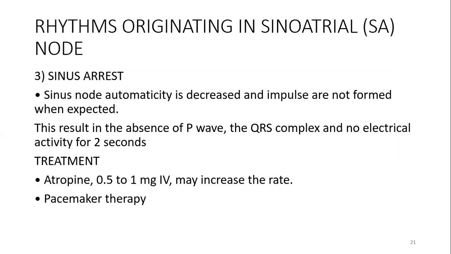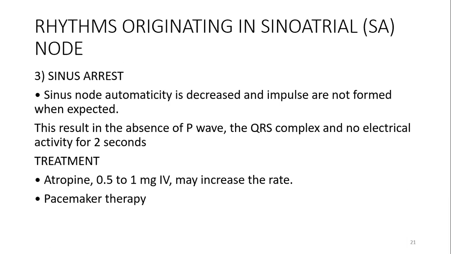We move over to sinus arrest. Here, the SA node's automaticity is decreased and the impulses are not formed when expected. So what happens is that there's an absence of the P wave and the QRS complex, and there's no electrical activity for about 2 seconds.